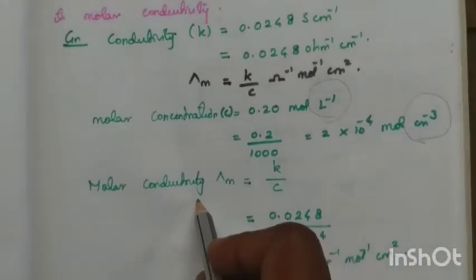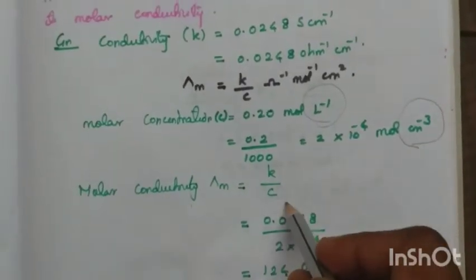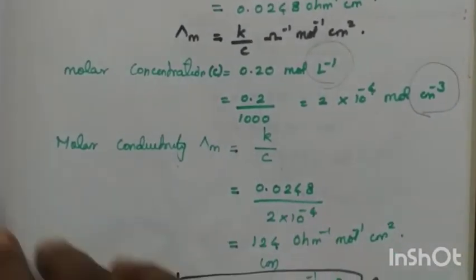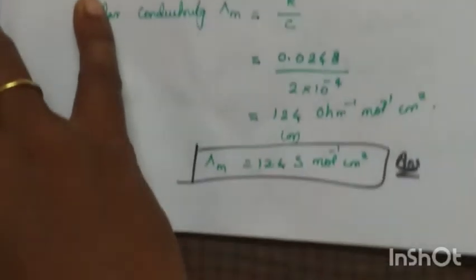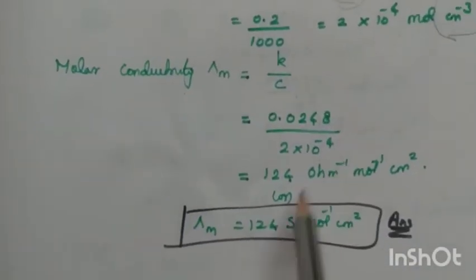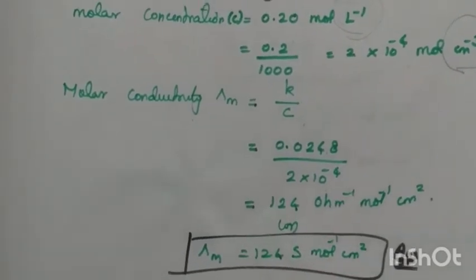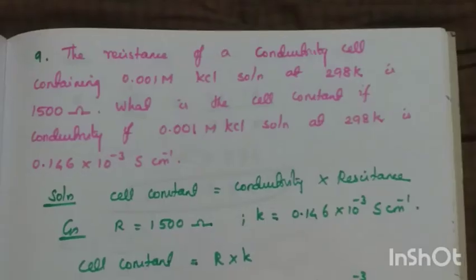Now substitute the formula. Lambda M is equal to K by C. K value is given, C we found. So directly we can substitute this. So we can write this as ohm inverse, which is called a Siemens. Ohm inverse is called a Siemens. So we get the molar conductivity.